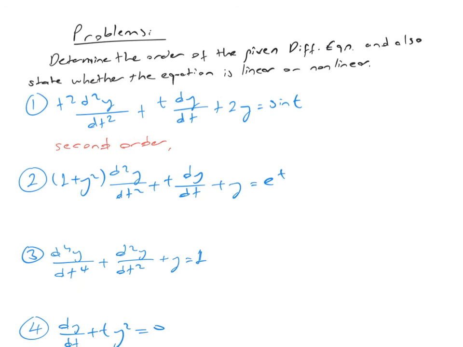And now let's see if this equation is linear or nonlinear. And since the coefficients in front of the dependent variable y and its derivatives are not a function of dependent variable y, this is a linear equation. And this equation is also a second order differential equation. But since this coefficient in front of this derivative is a function of dependent variable y, this equation is nonlinear.